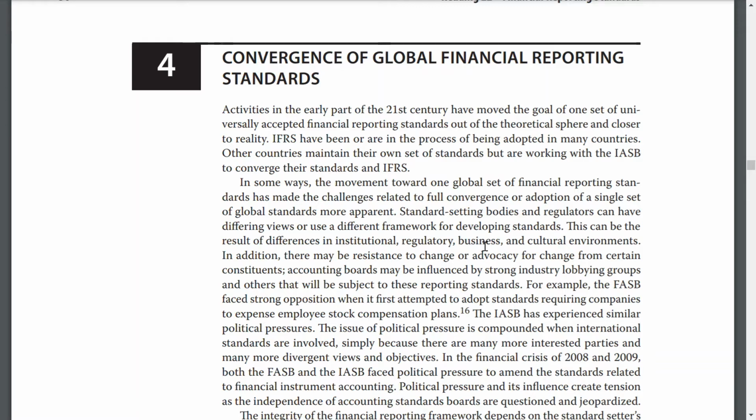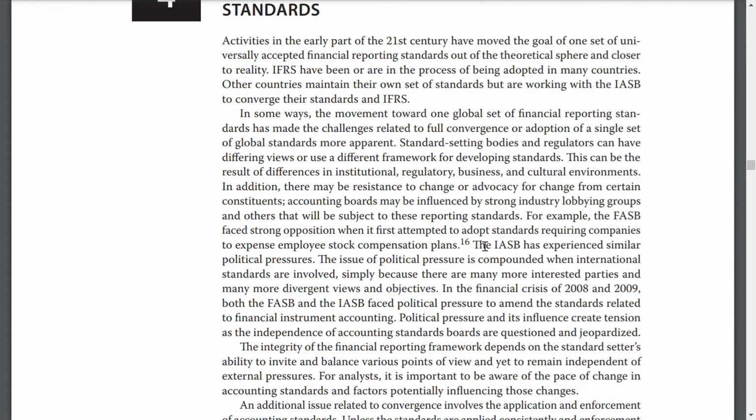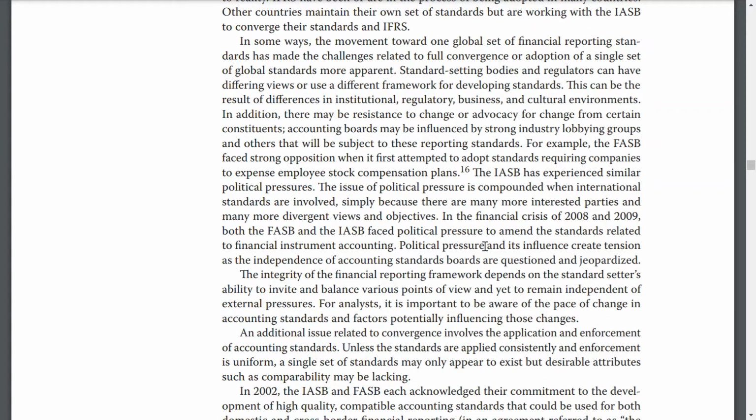Standard setting bodies and regulators can have different views or use different frameworks for developing standards. This can be a result of differences in international regulatory, business, and cultural environments. In addition, there may be resistance to change and advocacy for change in certain constituencies. Constituents and accounting bodies may be influenced by strong industrial lobbying groups and others that will be subject to these reporting standards. For example, FASB faced strong opposition in the first attempt to adopt standards requiring companies to expense employee stock compensation plans. The IASB has experienced similar political pressure.